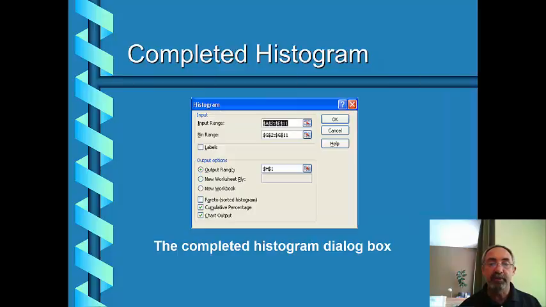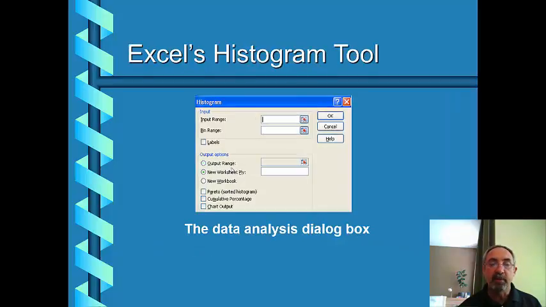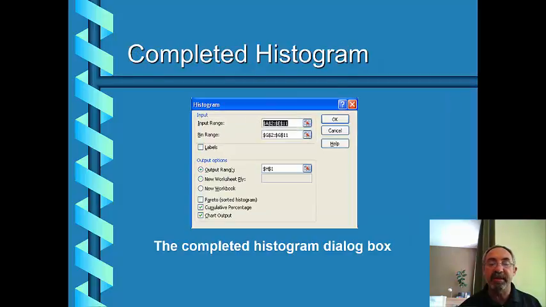So we have identified our input range of all those data points between cell A2 and cell E11. And the bins that we're going to put it in are G2 to G11. And we're going to have our output range now. We've changed it. Notice here that we had a new worksheet ply. But we don't want to have it do a new worksheet ply. We want to put it in the same sheet that we're already working with. So we're going to put it in cell H1 is going to be where it starts. Also note we have cumulative percentage and a chart output because the boxes are checked at the bottom.